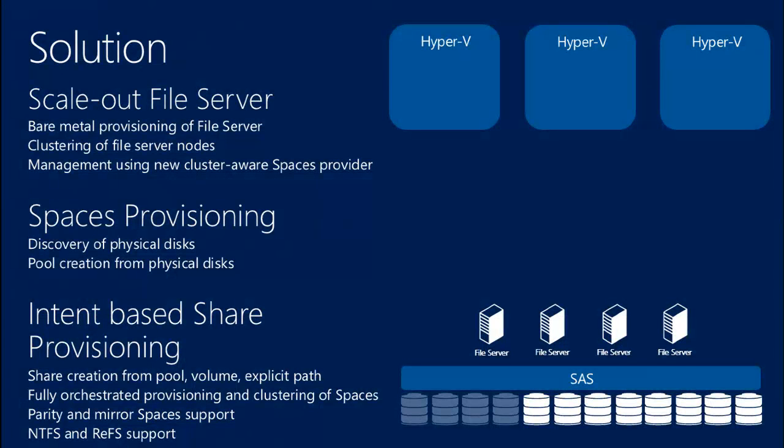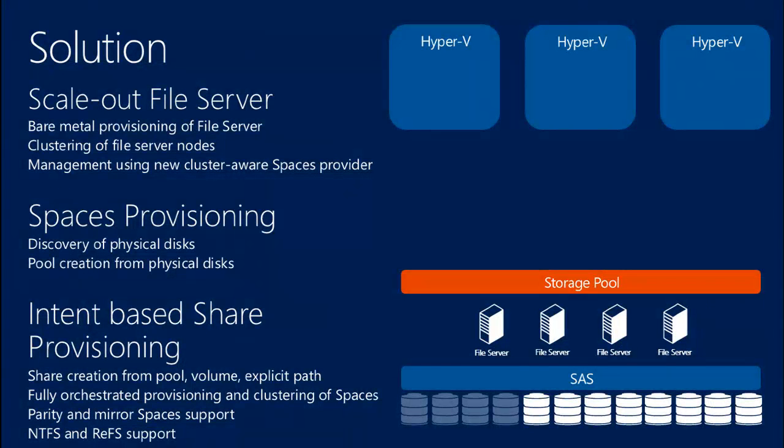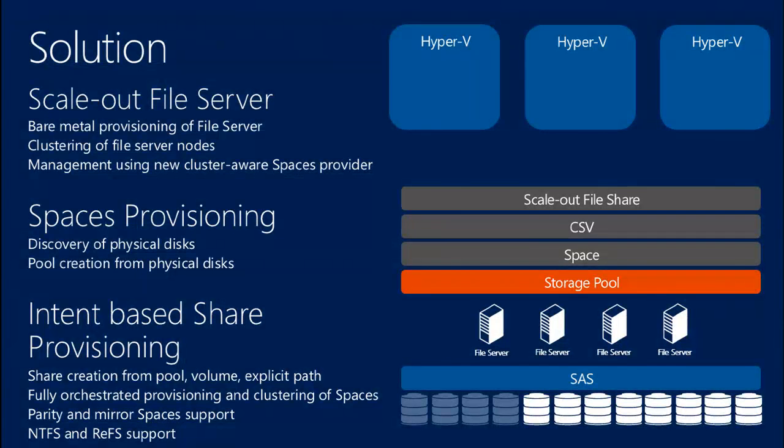Right, so from my physical disks, I create a pool. From that pool, you create a space. You can have multiple spaces per pool. A physical disk can only participate in one pool. Once you have the pool, you can have many spaces, so maybe a parity space, a mirror space, a two-way mirror, three-way mirror, single parity, dual parity, all of that is supported.